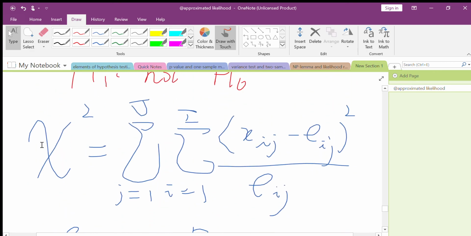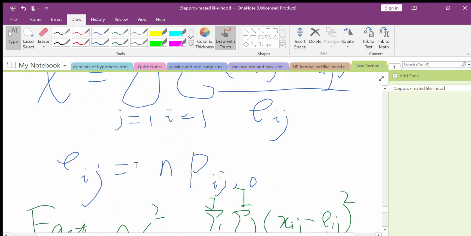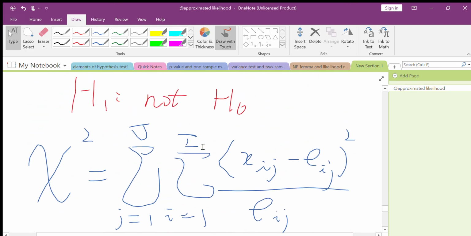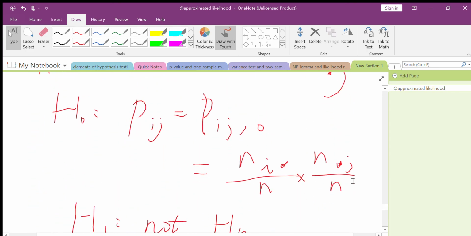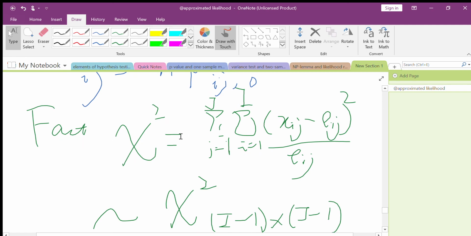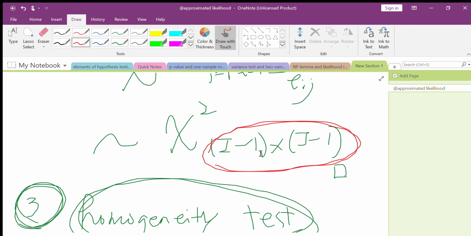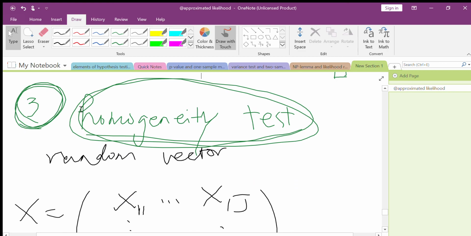So we can apply the chi-square test statistic in this form: the double summation of (xij minus eij) squared divided by eij, where eij is n times pij0. Pij0 we already have. In fact, this chi-square test statistic has this degree of freedom. This needs mathematical proof, but just keep it in mind; we don't prove it. So the third application is the homogeneity test.